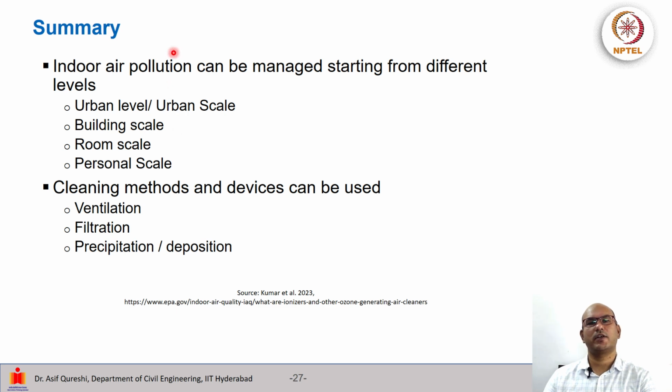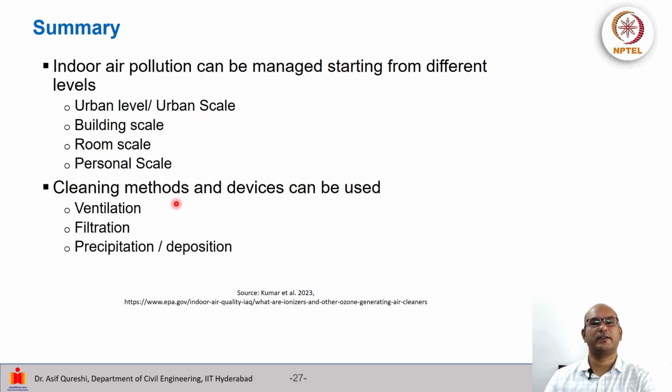In summary, indoor air pollution can be managed starting from different levels. So it could be urban scale. We may try to have more fresh air in the urban outdoor environment. At building scale, we make sure that the air that is coming into the building is either fresh or clean. At room scale, the same things will apply, and at personal scale, we can have fresh air or we can have protective equipment. But generally, we would want our clean air to already be achieved when we are at the building scale.